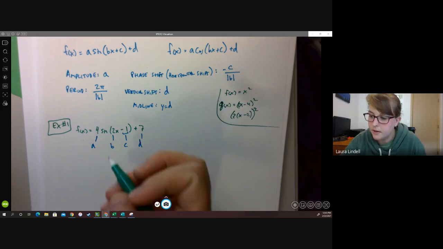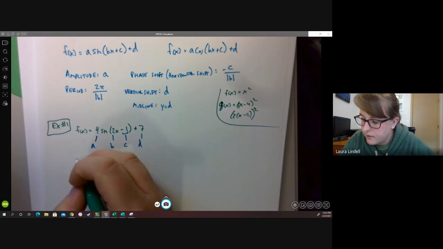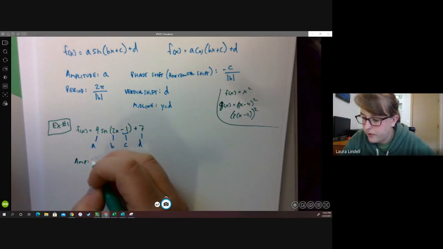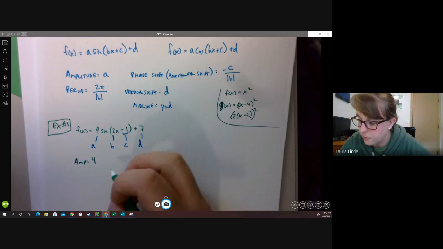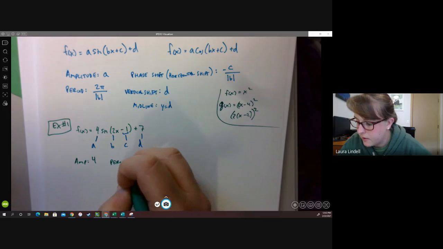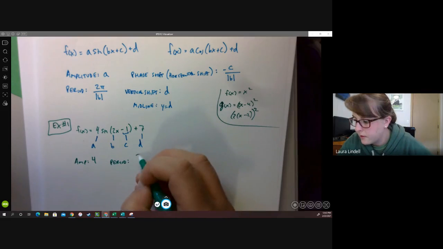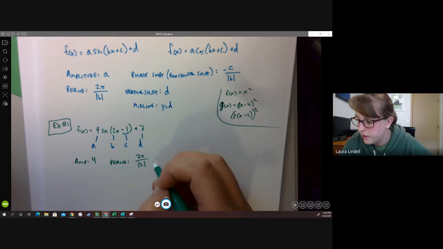So the amplitude then is just 4. The period, 2 pi over absolute value of 2, which is just then pi.